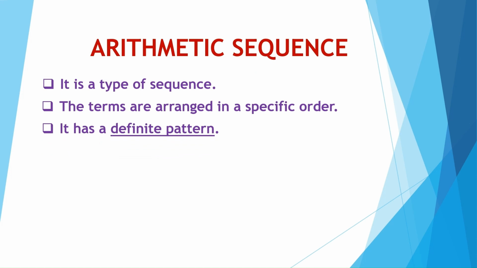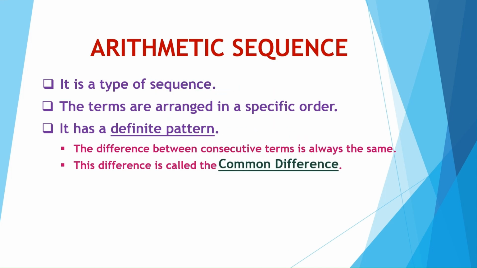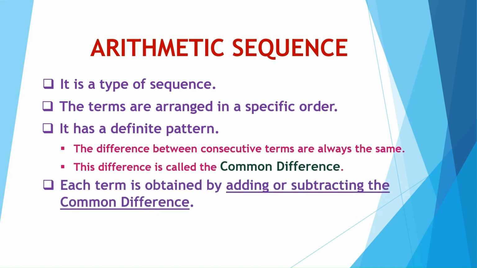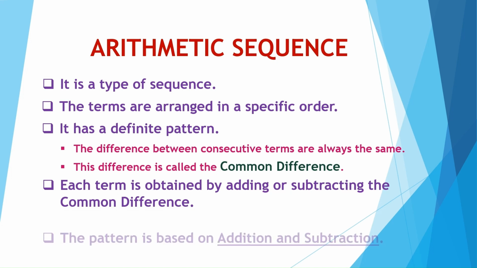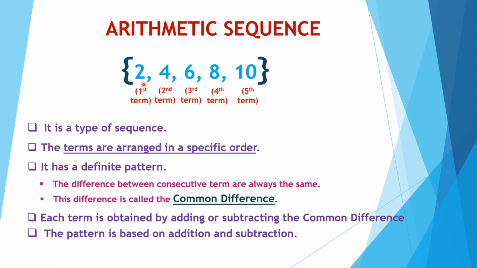The pattern is that the difference between the consecutive terms is always the same, and that difference is always a constant. This difference is called the common difference. Each term is obtained by adding or subtracting the common difference. The pattern is based on addition and subtraction. Let's look at the pattern.